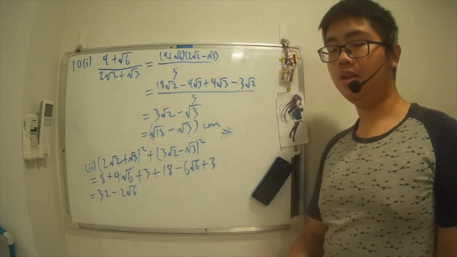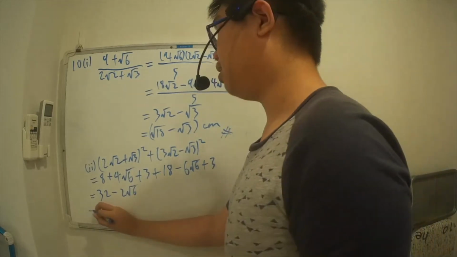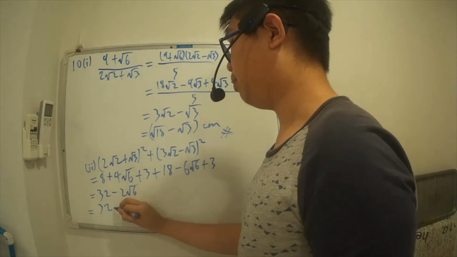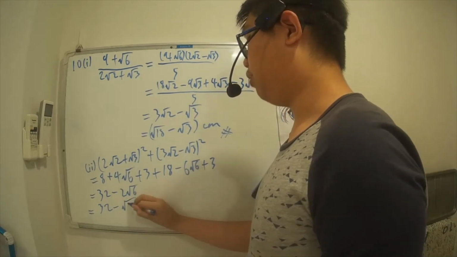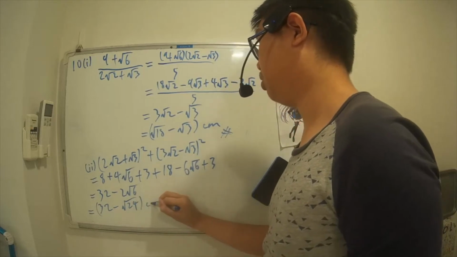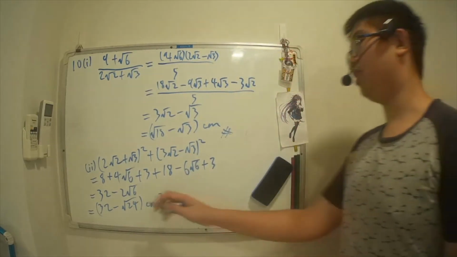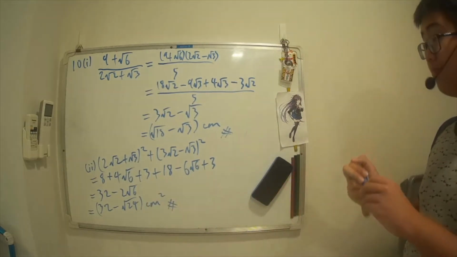Once again, the question requires it in the form of a single surd, even though that's technically not simplified. So this is 32 minus the square root of 24 square centimeters. I honestly find it really annoying that I can't put it in the simplest form. Okay?